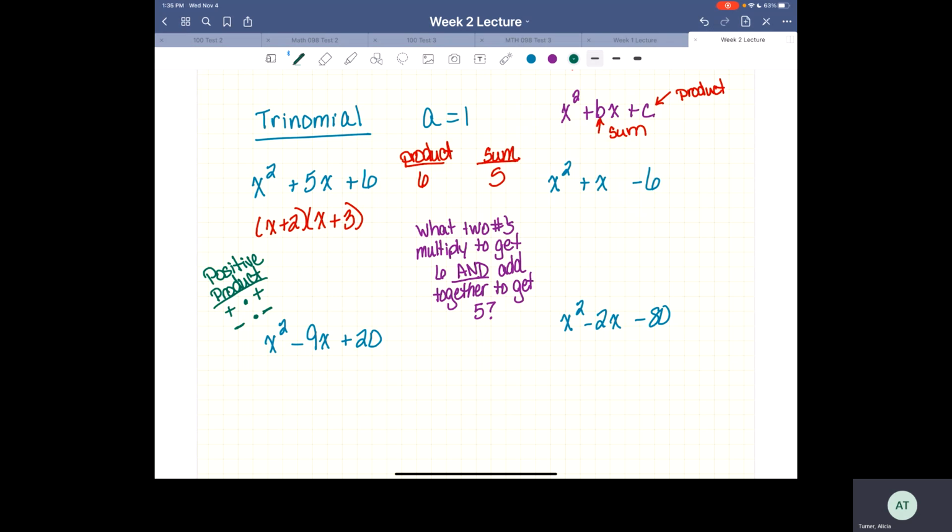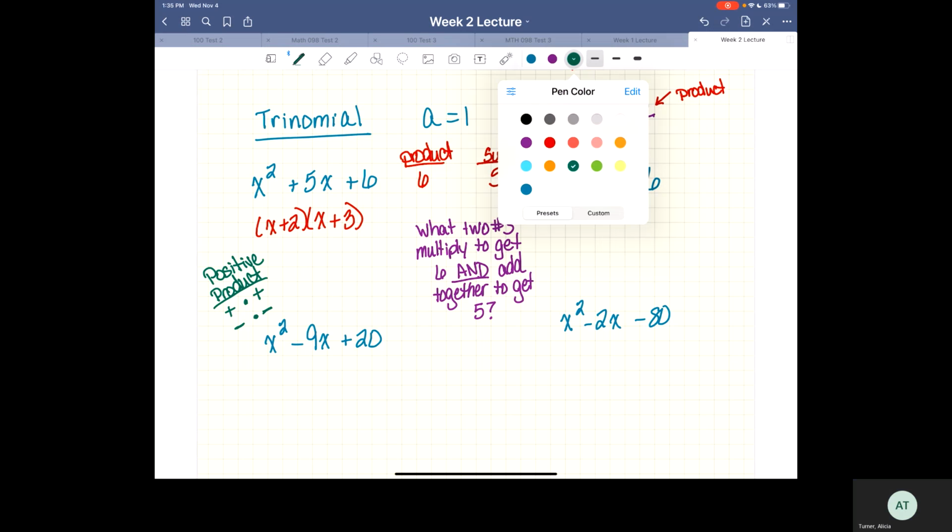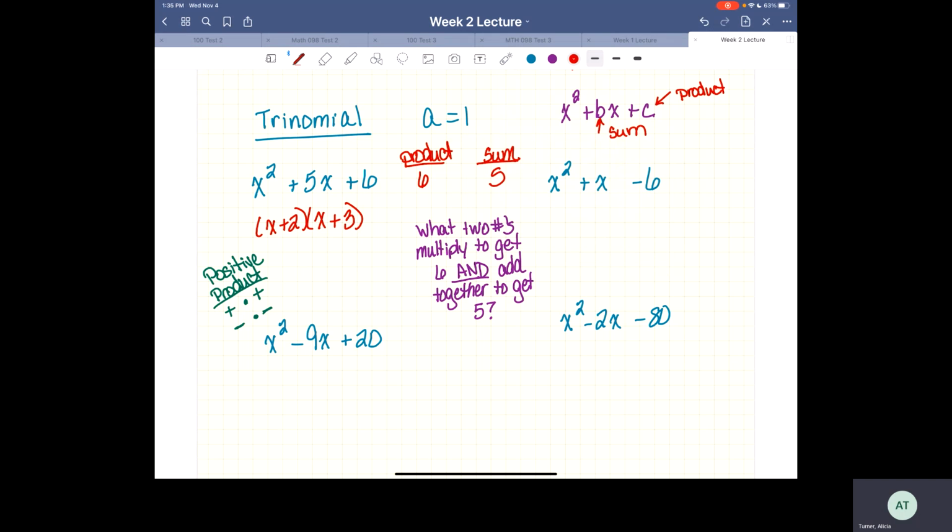Okay, now let's look at the one just below it. Okay, x squared minus 9x plus 20. I still have a product that's positive. My product is 20. My sum is negative. Okay, so my product is right here and my sum is right here. So my product is positive and my sum is negative. To get a positive product, I have to have 2 of the same signed numbers.